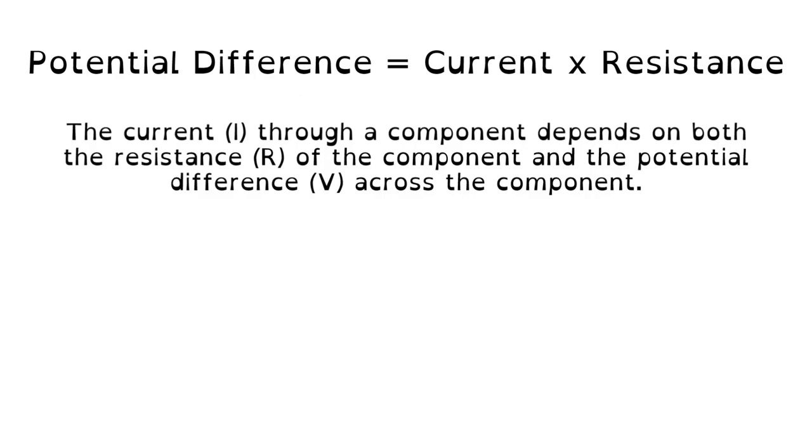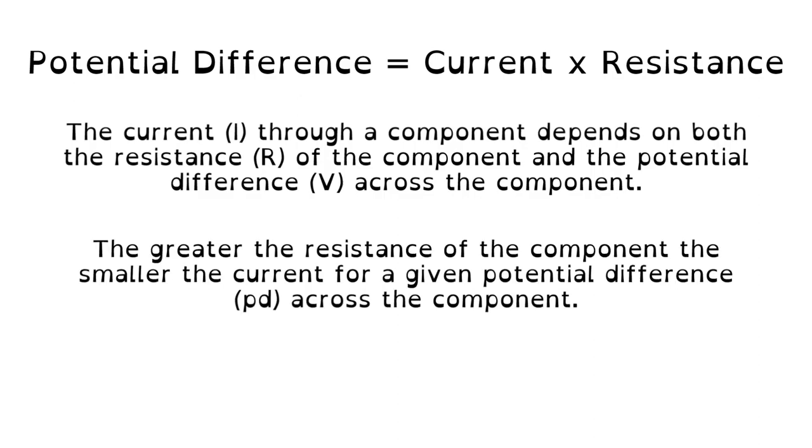So the current, or I, through a component depends on both the resistance, R, of the component and the potential difference across the component. So the greater the resistance of the component, the smaller the current for a given potential difference will be. So if potential difference doesn't change, but the resistance goes up, that means the current will reduce.